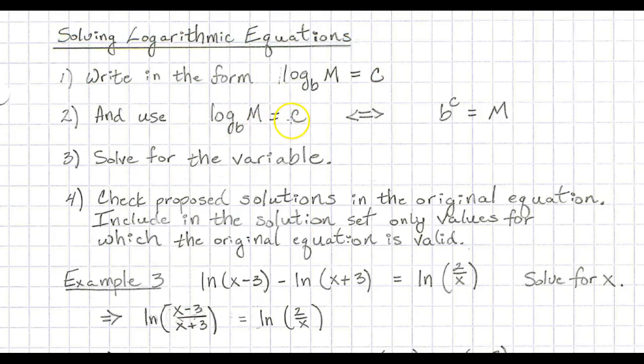that this is equivalent to saying that b raised to the power c is equal to m. That's how you're supposed to read these logarithmic functions. This is equivalent to b to the power c equals m. Then solve for the variable, because now you have an exponential equation. So you take a logarithmic equation and you turn it into an exponential equation.